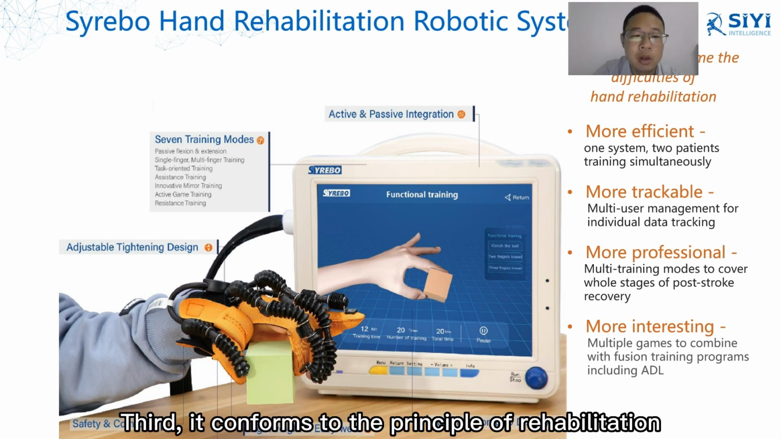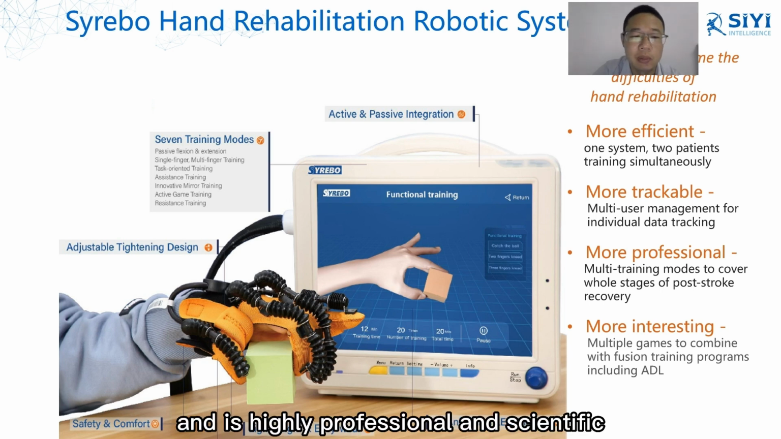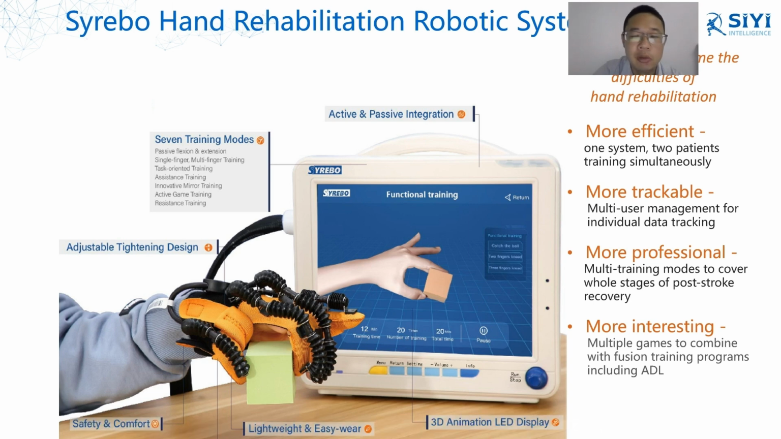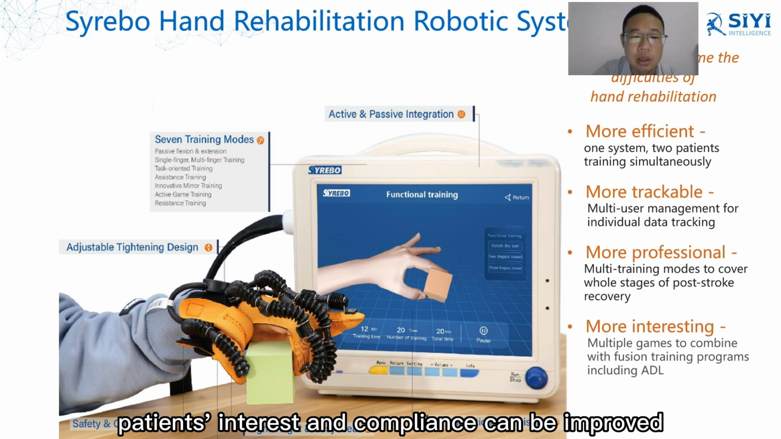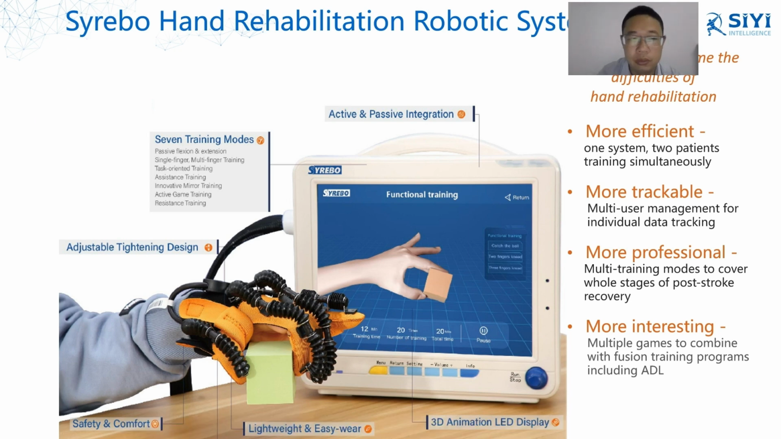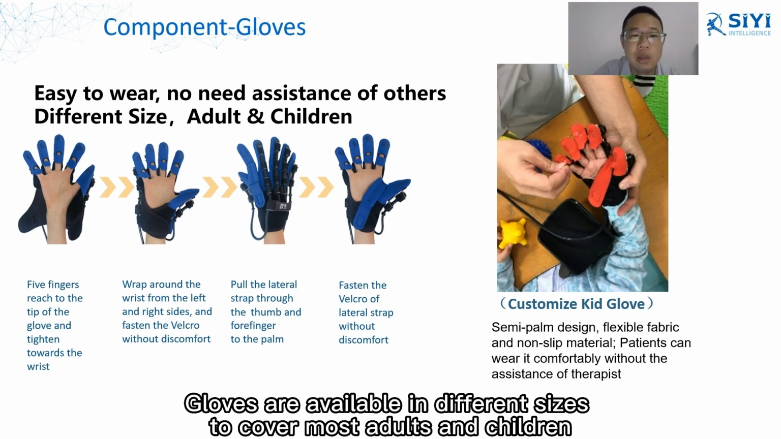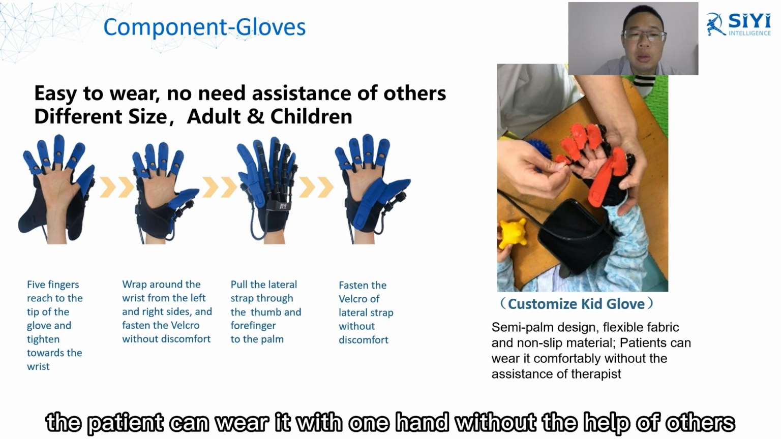Third, it conforms to the principle of rehabilitation and is highly professional and scientific, and can cover the whole circle of rehabilitation of patients. Fourth, through interactive games and task-oriented training, patients' interest and compliance can be improved. Gloves are available in different sizes to cover most adults and children. Through the user-friendly design, the patient can wear it with one hand without the help of others.